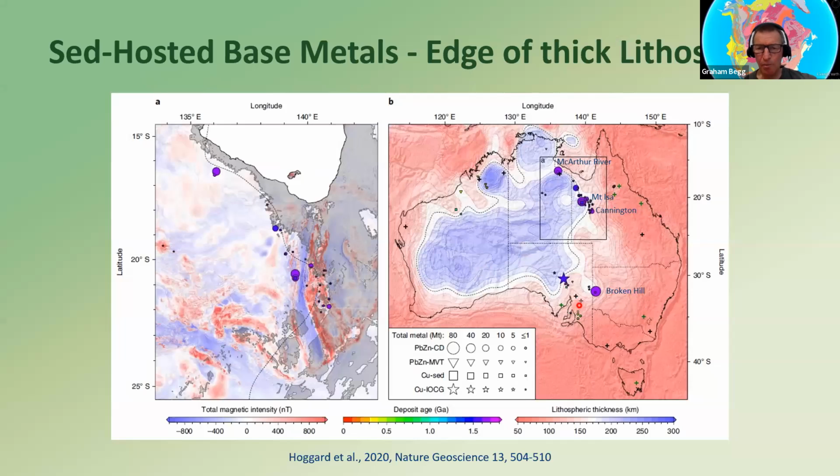Recently, Hoggard et al. published a paper showing that the giant zinc deposits in Australia, the big base metal deposits of Northern Australia, hosted by sedimentary basins, are actually localised along the edge of the root of the Australian continent at a depth of 170 kilometres. So it's focusing the sedimentary basins and focusing the resultant ore deposits.